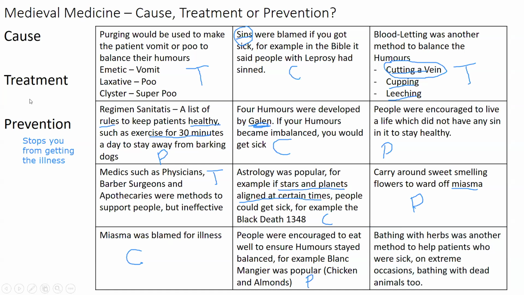And then bathing. So having a bath with herbs was another method to help patients who were sick. On extreme occasions, bathing with dead animals too. So this was a form of treatment, would also be a form of prevention possibly. One example would be people who were paralyzed would bathe with a dead fox, hoping they would get the fox's quickness to help them walk again. That's all you need to know about cause, treatment, and prevention. There's a range of them there that you can use now moving forward to make comparisons into other time periods.